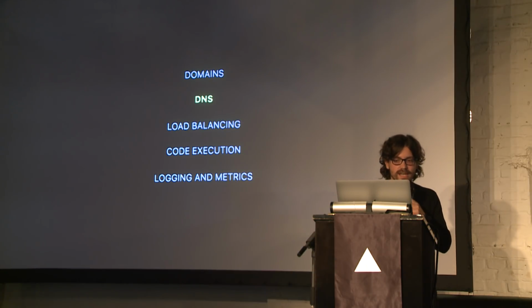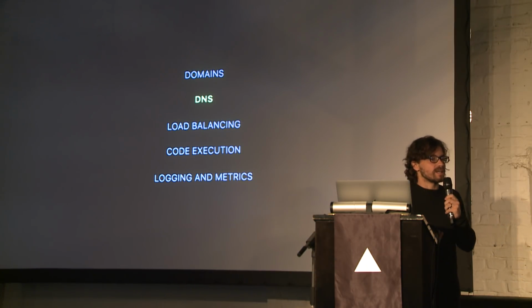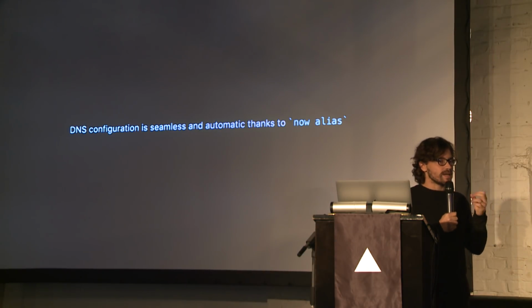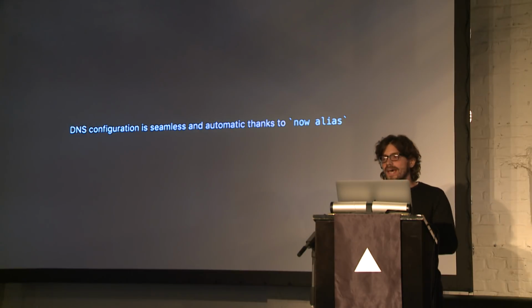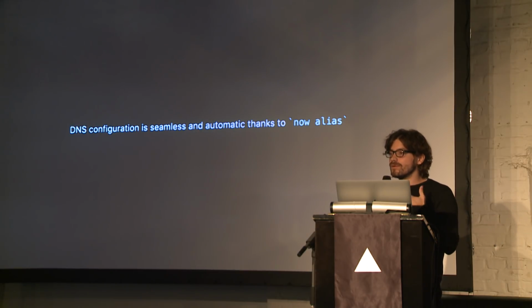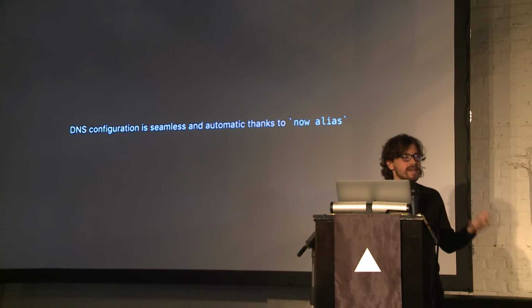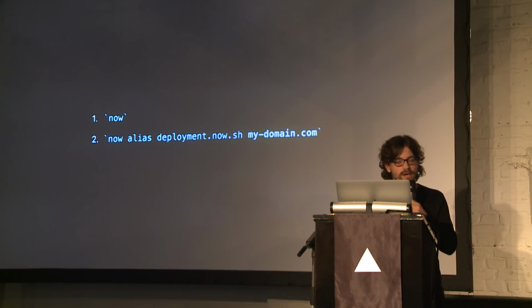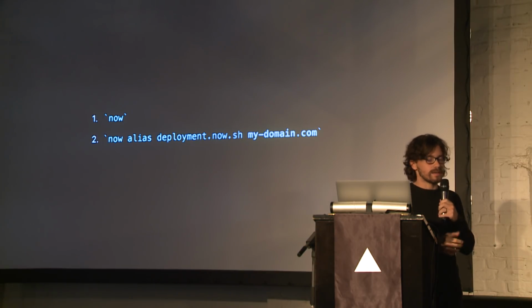After domain names comes the DNS layer. So one of the things that we are notorious for is that for the vast majority of people that deploy with Now, they don't really have to worry too much about configuring DNS. And that's thanks to the Now alias command. Typically what you do is you deploy, you get a URL, and you alias it to a target domain.